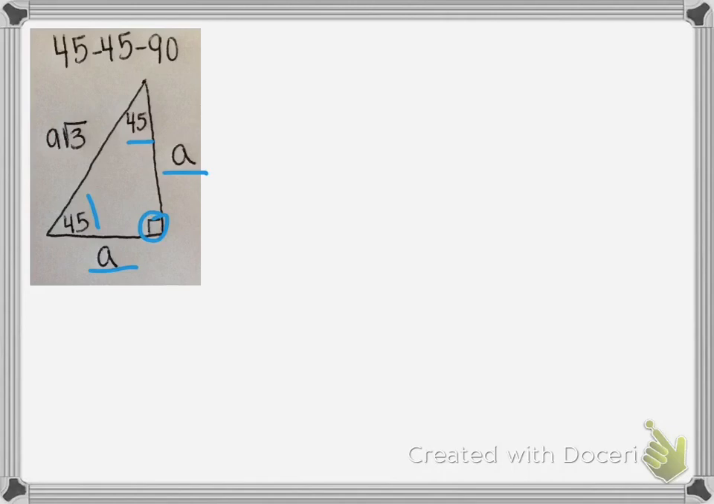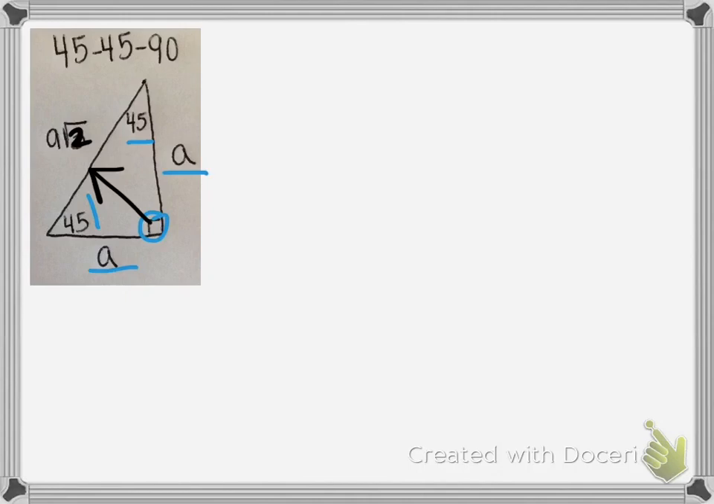I just realized that I wrote this wrong. This should be a 2 right here, so please make sure you adjust that. Yeah, that should be a 2. So that side is different. That's the hypotenuse. Remember, the hypotenuse is the one across from the 90-degree angle.